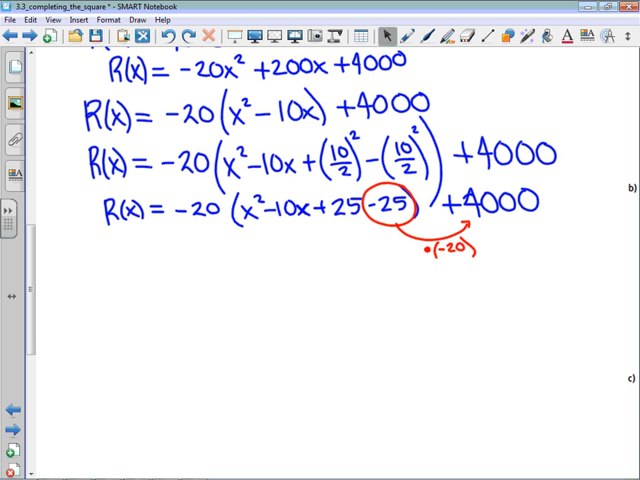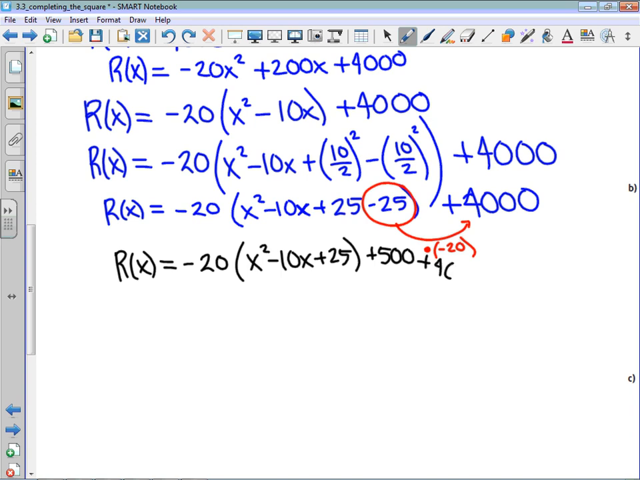And I now have that R of x is equal to negative 20 times, I'm going to write it as x squared minus 10x plus 25. Negative 25 times negative 20 is positive 500 plus 4,000. That's still there. Now I can factor it, and I get that R of x is equal to negative 20 times, that's going to factor into x minus 5 squared, and I'm going to have plus 4,500.